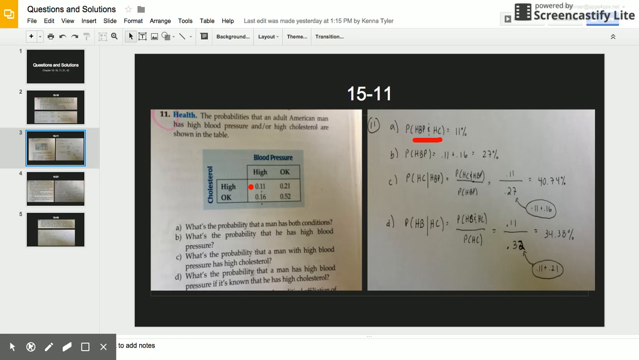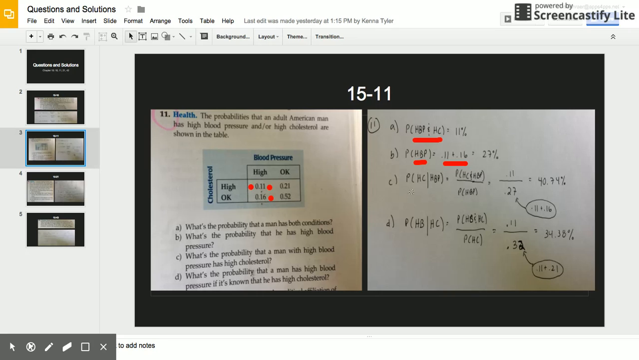The next question asks the probability has high blood pressure, but we have 2 high blood pressures. We have the 11 and the 16. So to figure out that he has it, we actually have to bring those together because he has blood pressure with high cholesterol or with regular cholesterol. So we add those up, and that's 27.